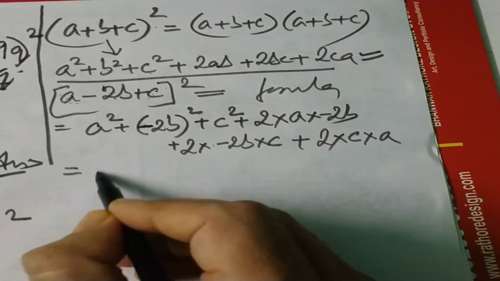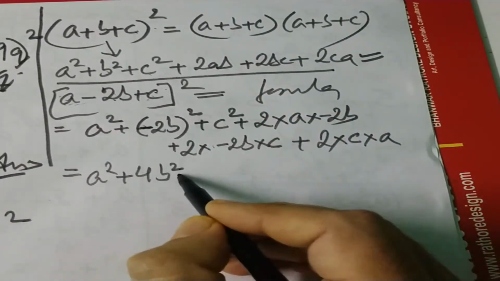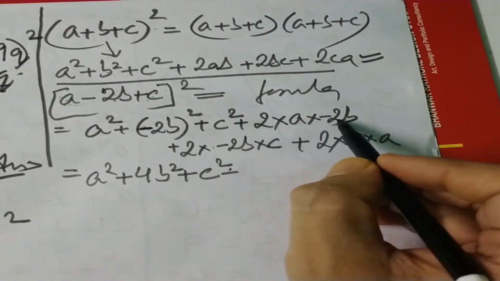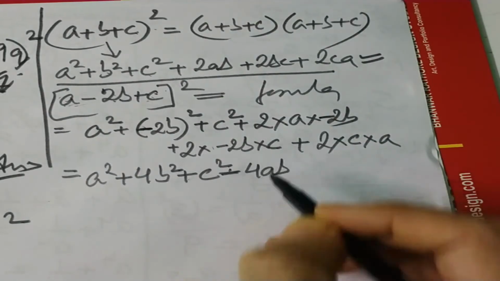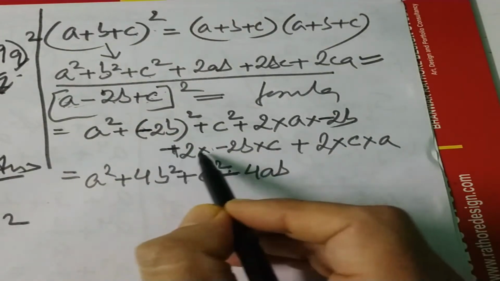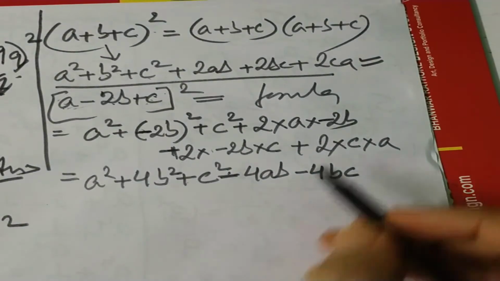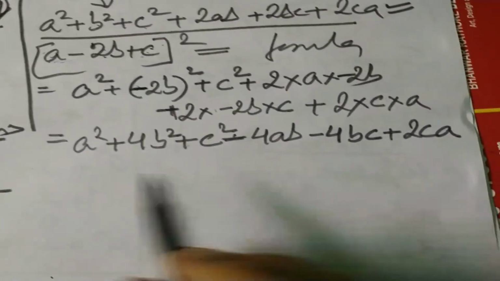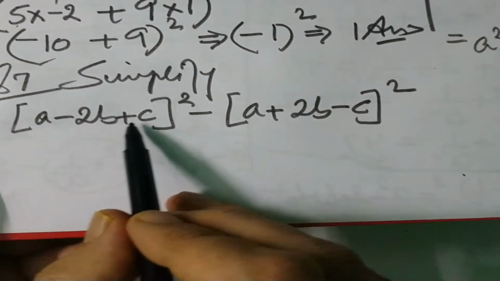So what is the answer? It is a square. I am simplifying. Minus 2b square will become plus 4b square, plus c square, and 2 into a into minus 2b, 2 into minus 2 is minus 4ab, so it will be minus 4ab. The next, 2 into minus 2b into c, will be minus 4bc, plus 2ca. So this is a long answer. This is the expansion of this square.